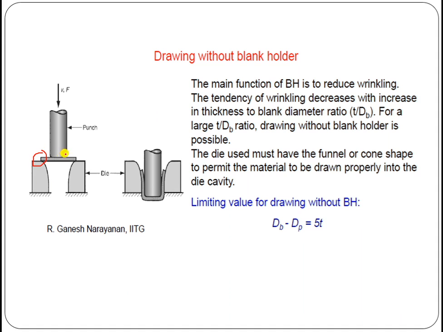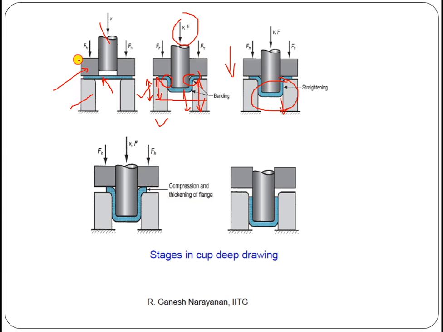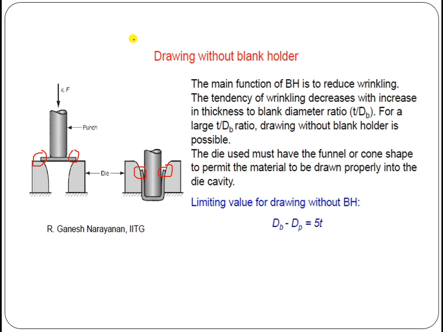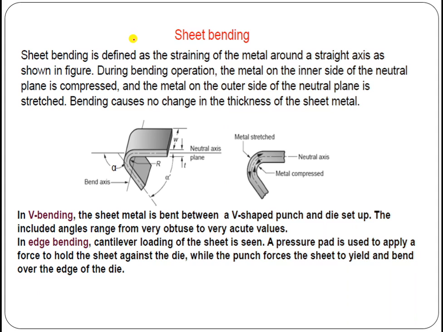Here no blank holder is available, but the chances of wrinkle formation will be more in this case. Therefore generally a blank holder with certain forces, with strips attached to it, is advisable to use. Sheet metal bending, I have already told you about this, that is V bending and edge bending.